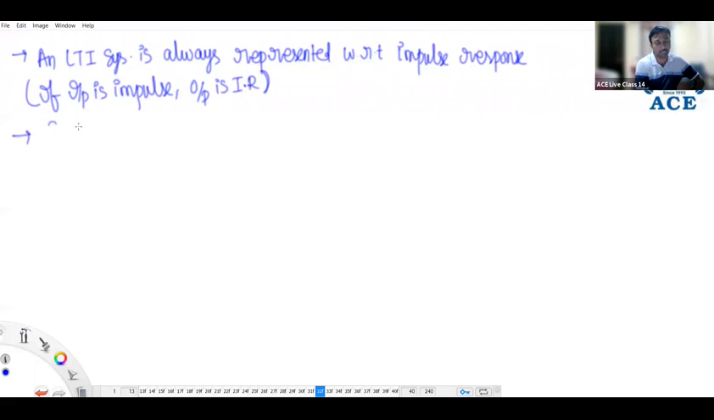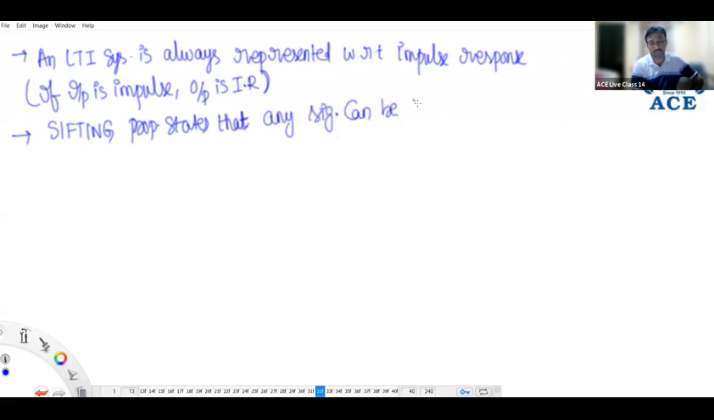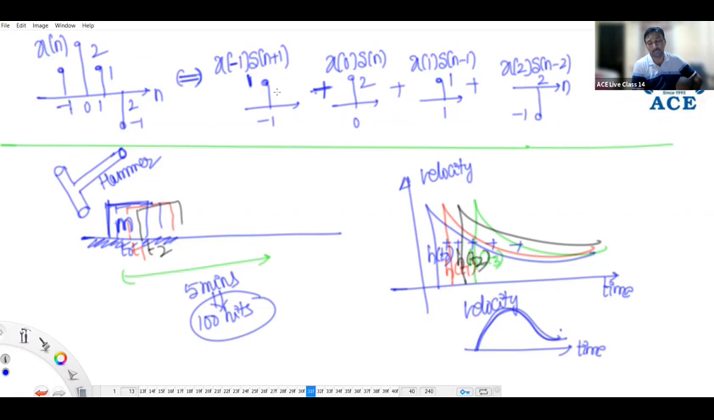Second statement, the shifting property states that any signal can be produced as a combination of impulses. I will show the last slide straight. The shifting property states that any signal can be produced as a combination of impulses. Of course, that is what we proved in this example. Here I selected x of n for 4 samples, which is actually the sum of 4 individual impulses.